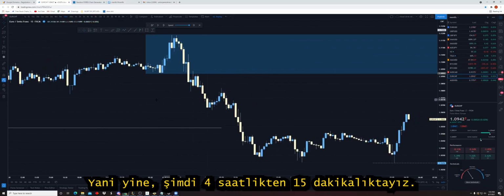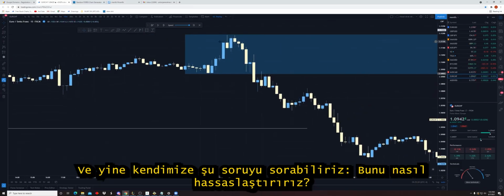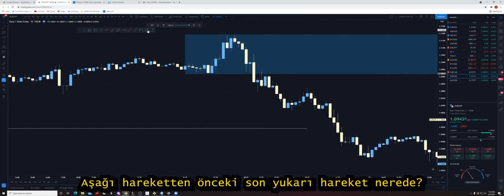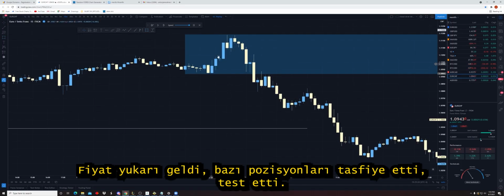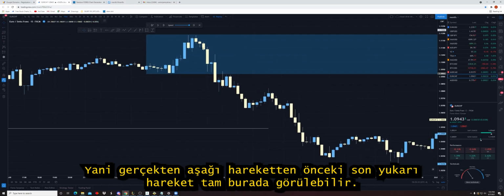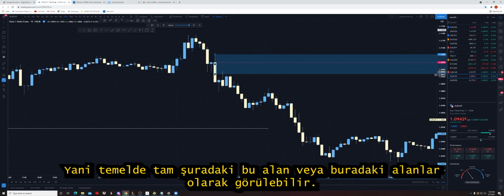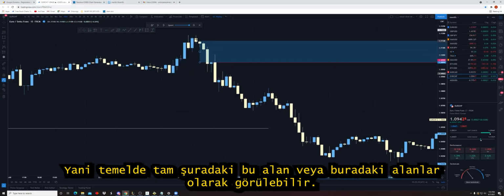So again, we're on a 15-minute now from a 4 hour. And again, we can ask ourselves the question, how do we refine this? Where's the last up move before the down move, right? So let's ask ourselves what happened. Price came up, liquidated some positions, tested it, broke down. Came to test a little bit of the zone in here, broke down. So really, the last up move before the down move can be seen right here, right? So basically this area right here, or it can be seen as the areas up here.